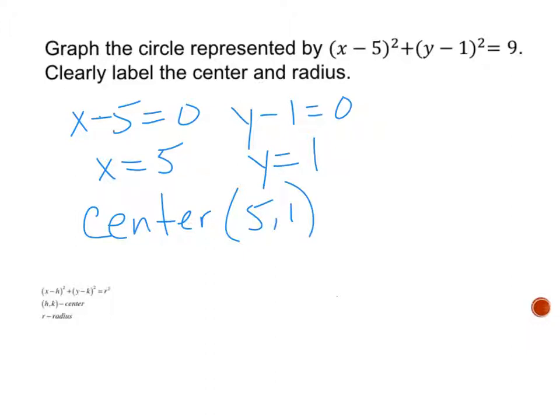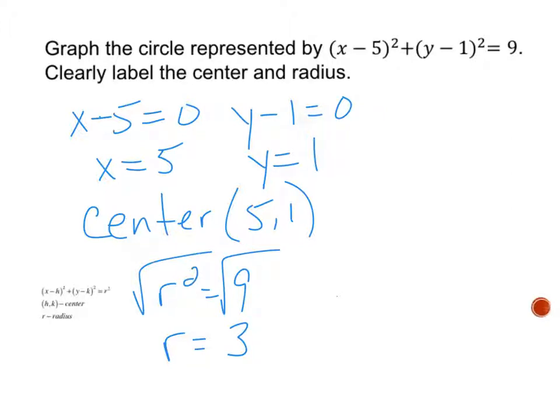Now, to find the radius of the circle, you take the constant term that the problem is equal to. Since that represents r squared, we need to figure out what r is to find the radius. So since r squared is equal to 9, to figure out what the radius r is, we would just square root both sides, and you get r equals 3. So the center of our circle is at (5, 1), and the radius of the circle is 3.